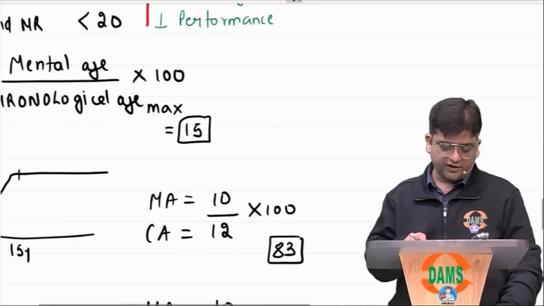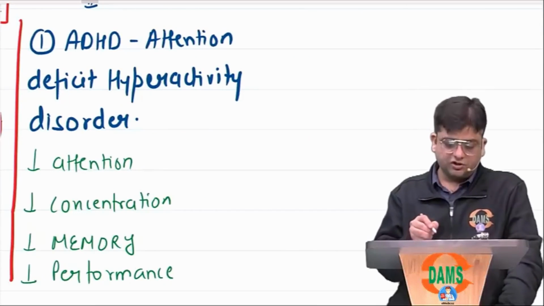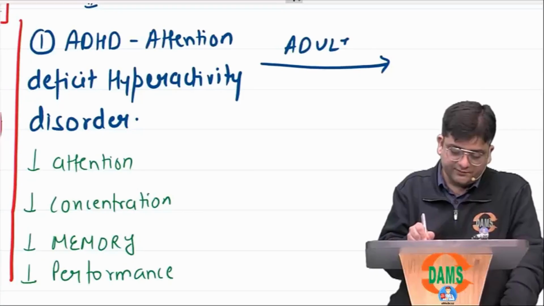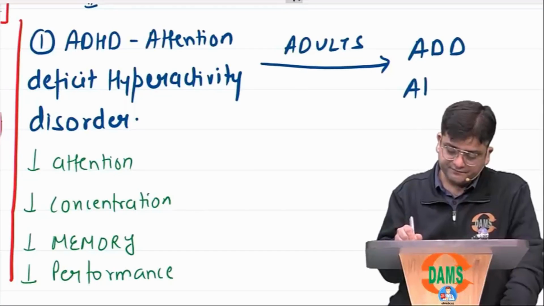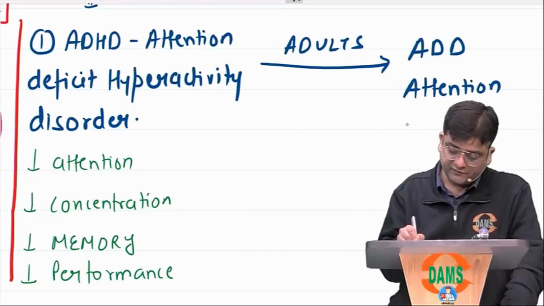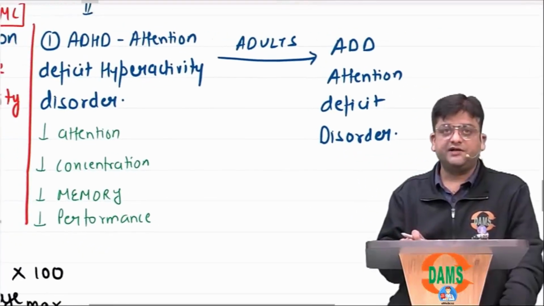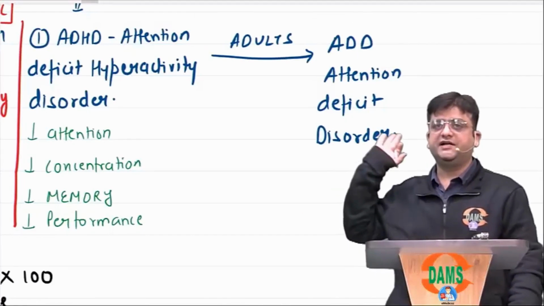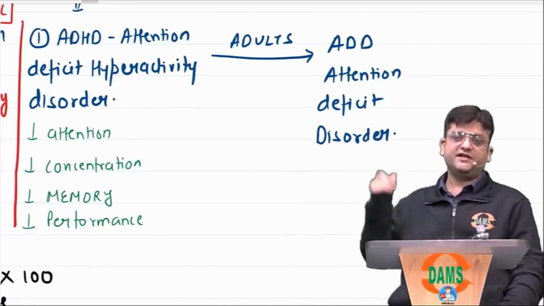Now some students say, sir, how can I be attention deficit? ADHD is a disease of children. Who said so? It's not necessarily a disease of children. When children with ADHD become adults, they become ADD, attention deficit disorder. The hyperactivity component becomes less, but the attention component remains. So if you have performance decline, there are chances that you have attention deficit.